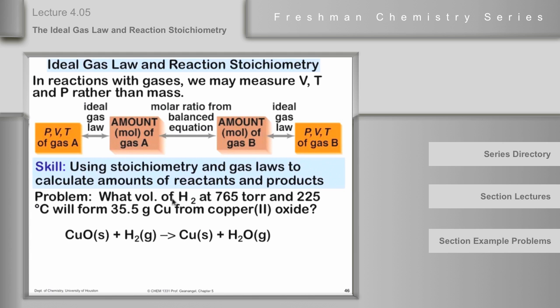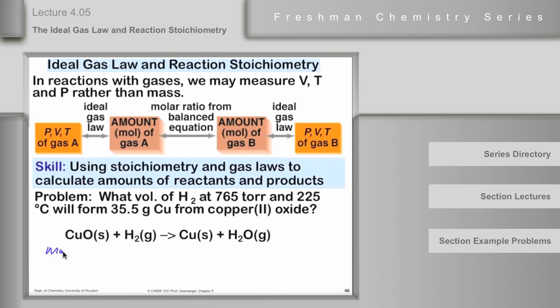Let's suppose the question is, what volume of hydrogen gas at 765 torr and 225 degrees Celsius will form 35.5 grams of copper from copper(II) oxide, given this balanced chemical equation here? Copper(II) oxide plus hydrogen gas goes to solid copper plus water vapor. Okay? Now, the question asks for volume. And it gives us conditions, and it gives us a mass of copper.